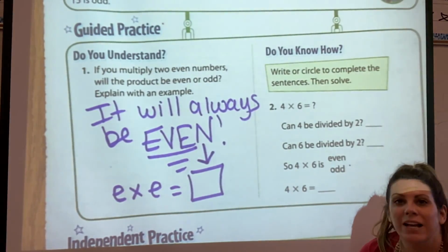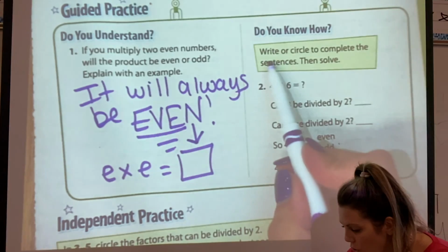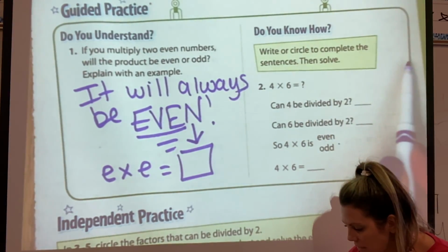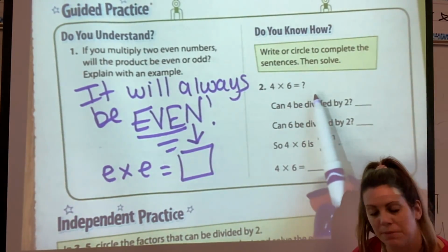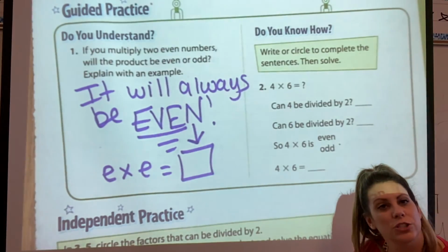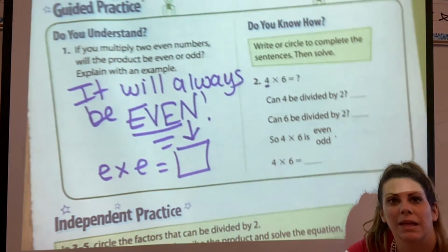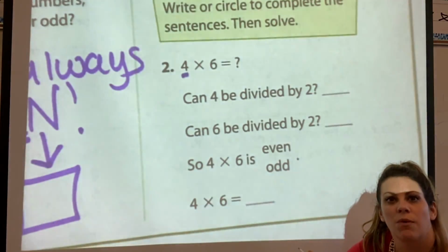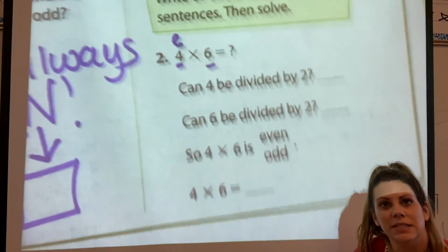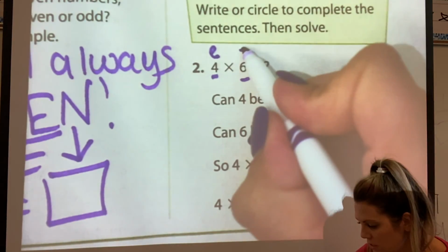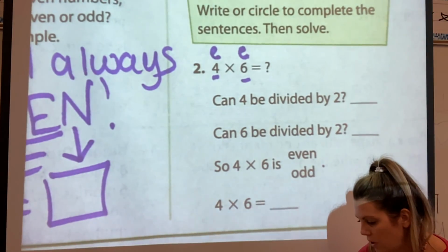All right. Let's go ahead and do 1 more together, and then I'm sending you off on your own. So write or circle to complete the sentence, then solve, okay? So they want to look at 4 times 6, and they're wanting to know if it's even or odd, right? Well, let's look. 4 is a what? It's an even number, right? What about 6? 6 is also even. Well, we just learned even times even equals an even, all right?